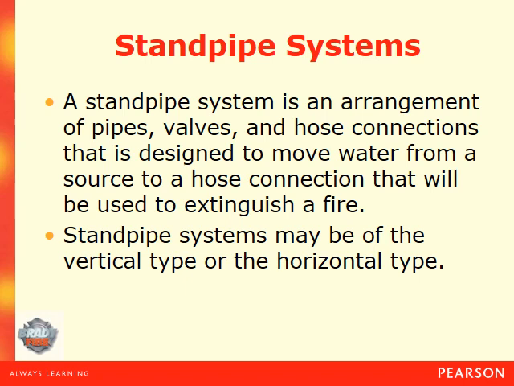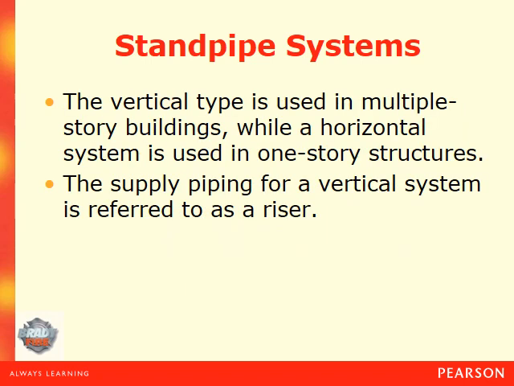A standpipe system is an arrangement of pipes, valves, and hose connections that is designed to move water from a source to a hose connection that will be used to extinguish a fire. Standpipe systems may be of the vertical or the horizontal type. The vertical type is used in multi-story buildings, while a horizontal system is used in one-story structures. The supply piping from a vertical system is referred to as a riser.